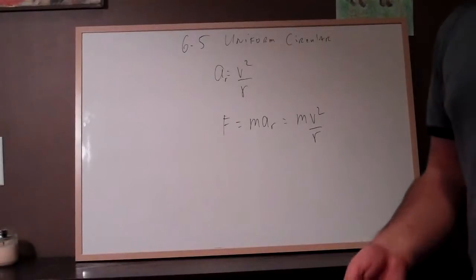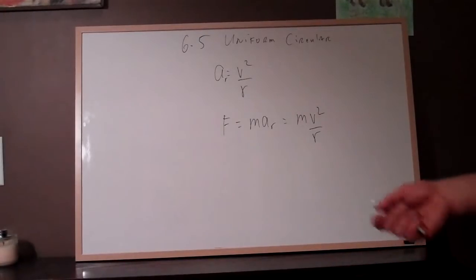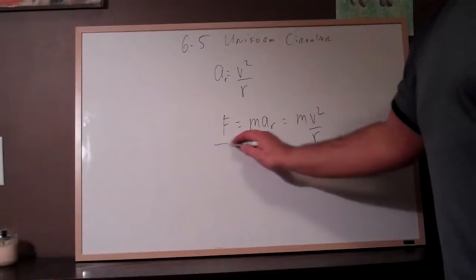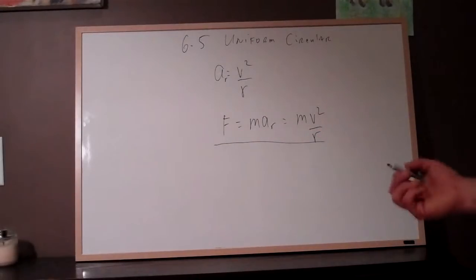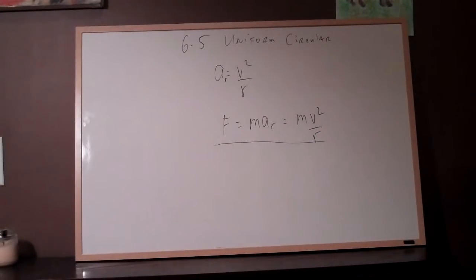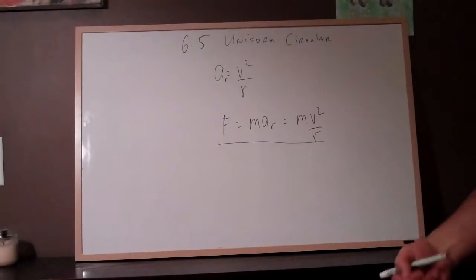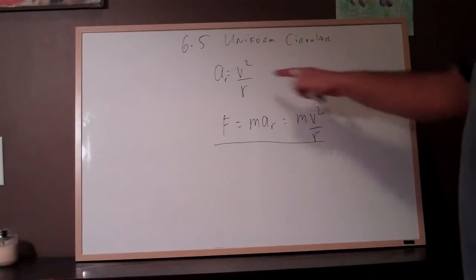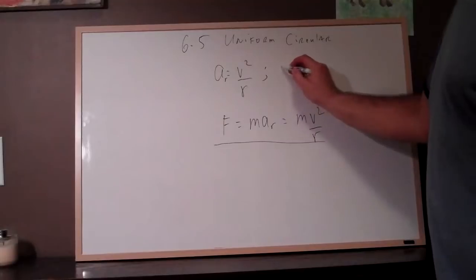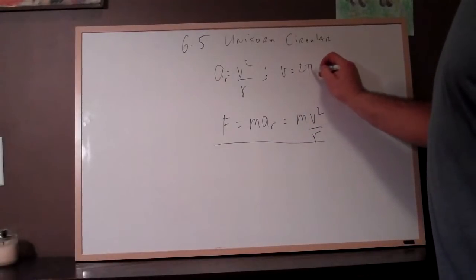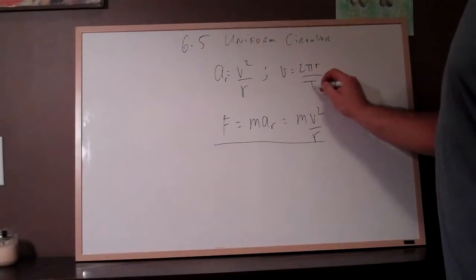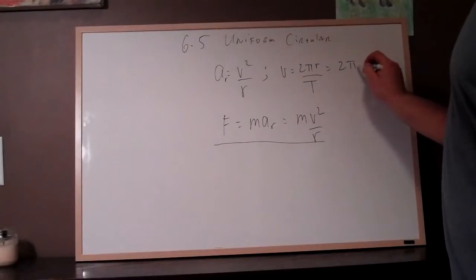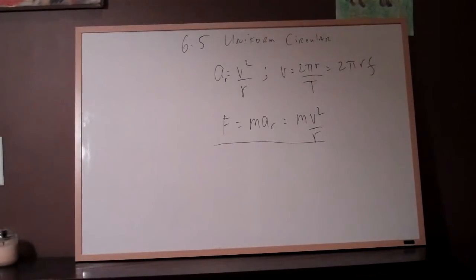Just like we did with all the different problems we've worked on this year with Newton's second law, you could write this, you're completely correct, and then you have to look at the picture and find out what the actual force towards the center is. Another thing you can usually use with this is the speed is 2 pi r divided by the period, also 2 pi r times the frequency.